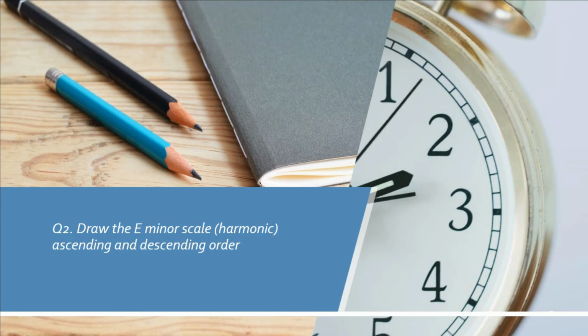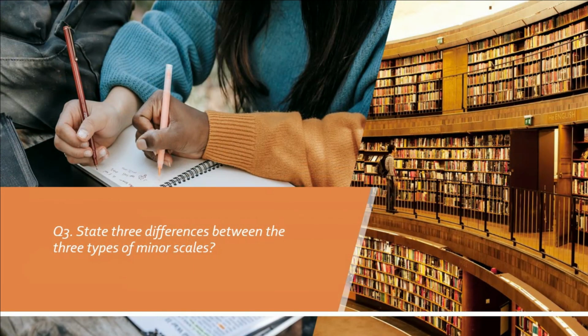Take note that the E minor scale has only one sharp. So in constructing the scale in the ascending and descending order, make sure you place the sharp in the right spot on the staff and then raise your seventh note, and then you get it both in the ascending and descending order. The last question says, state three differences between the three types of minor scales.